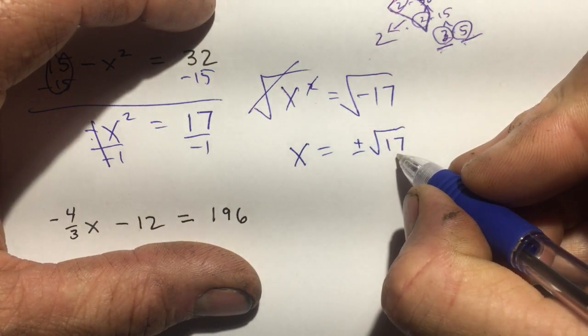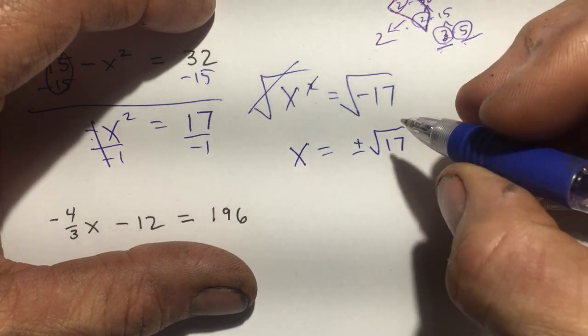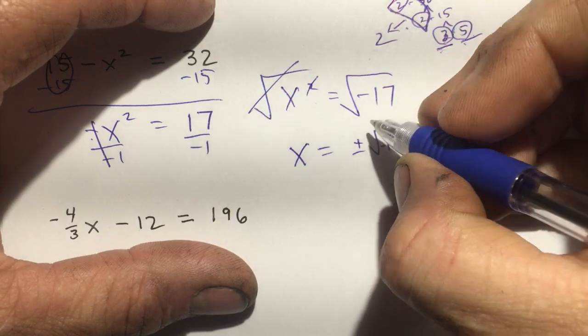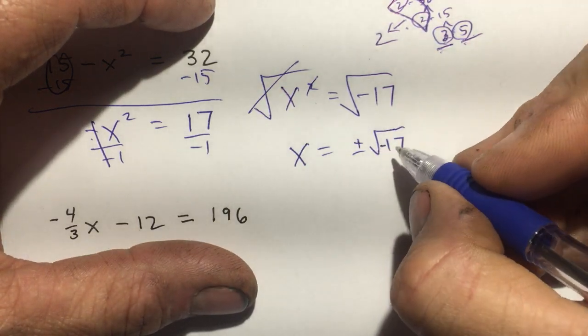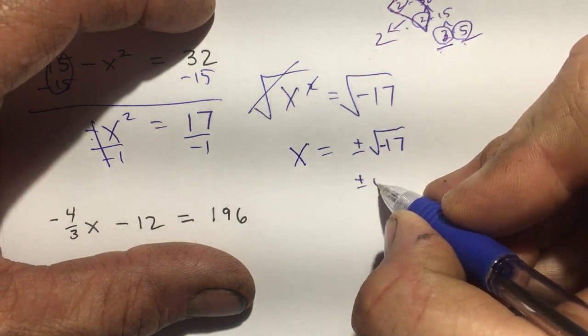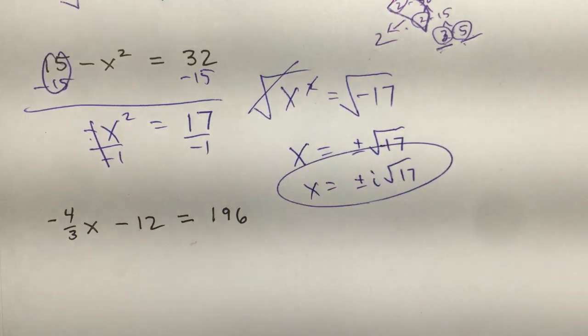Okay, I got to break down my 17. Well, that won't break down. So, I left my negative out there. Yeah, there's a negative in there. 17 won't break down, but that sends out an i, so it's going to be plus or minus i, radical 17. And there you go. That's all we can do. This one does not break down.